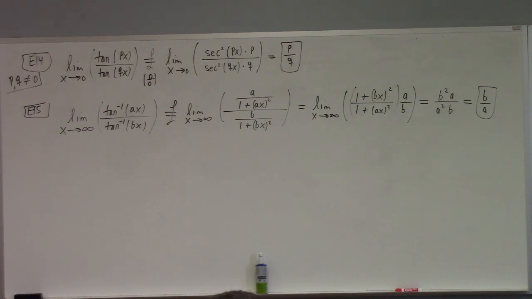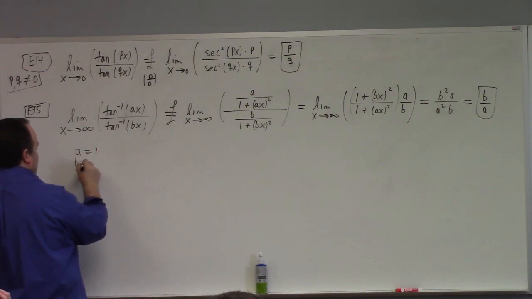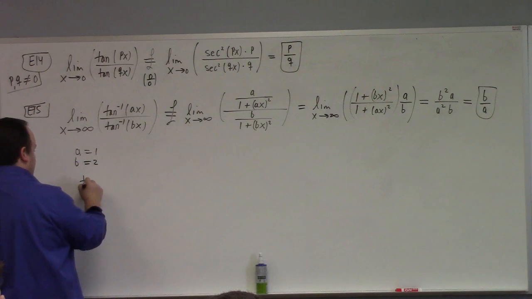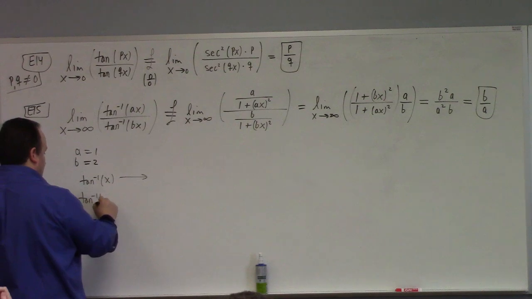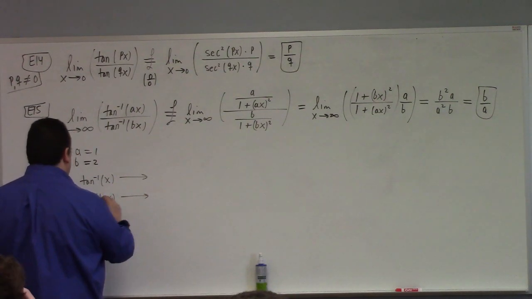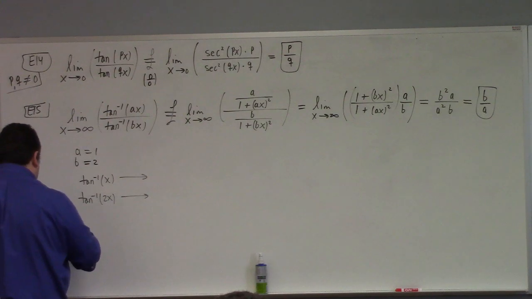What do you guys think of this example? Let's try it out. Why don't you put, say, let's put a equals 1 and b equals 2. What does inverse tangent of x go to? What does inverse tangent of 2x go to as x goes to infinity? What's the limit as theta goes to infinity of inverse tangent theta equal to anyway?